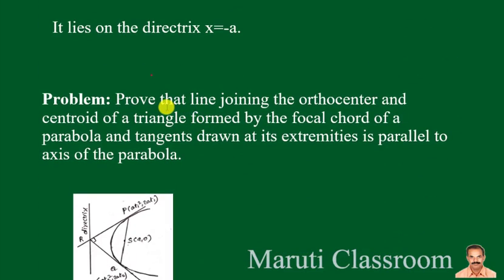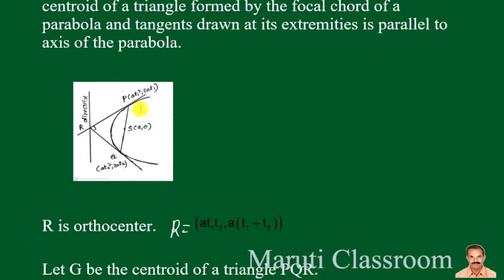Now, let us see one problem. Prove that the line joining the orthocenter and centroid of a triangle formed by a focal chord of a parabola and tangents drawn at its extremities is parallel to the axis of the parabola. Take t1 and t2 on the parabola: P (at1 square, 2at1), Q (at2 square, 2at2). PQ is the focal chord. Because PQ is the focal chord, tangents at P and Q are perpendicular. So suppose R is the point of intersection of tangents at P and Q, angle R is 90.